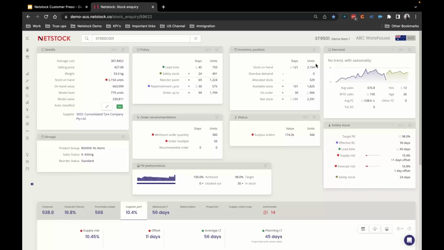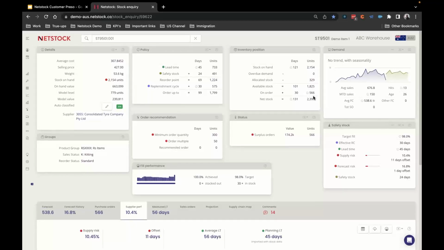We then compare them to the inventory position that we're pulling out of your ERP. So we can see that you have 2,154 items in stock. There's no overdue demand, so these are like customer orders. In this case, there is some allocated stock, so it might be stock that's been allocated for repairs or something like that, to get to an available stock level. So if there are any sales orders, we would be reducing that to get to what the available stock level is if we take that into consideration. In this case, it's 1,825.